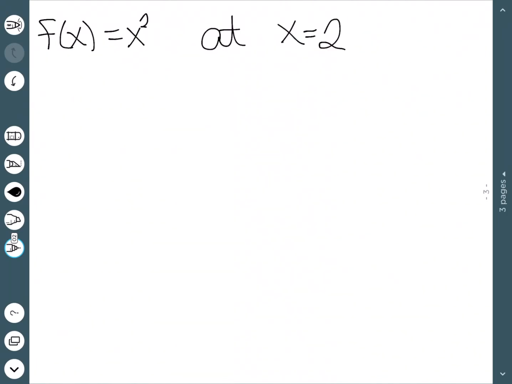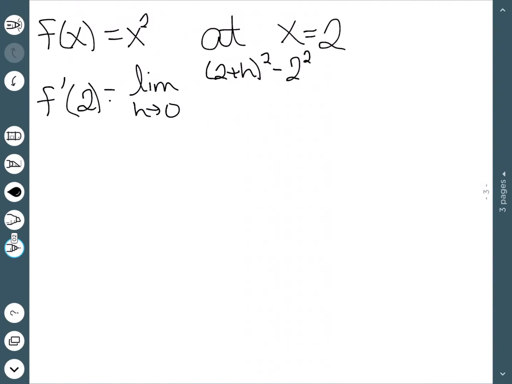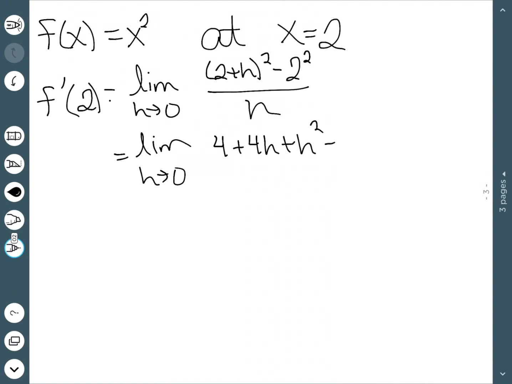Now let's do a slightly more complicated example. I want to find f of x equal to x squared. I want to find the derivative at 2. So we have the limit as h approaches 0 of f of 2 plus h. So I have 2 plus h squared minus f of x0, so 2 squared, all over h. And now we can simplify. When I square out the top, I get 4 plus 4h plus h squared minus 4 over h. We can see that those 4's cancel on the top.